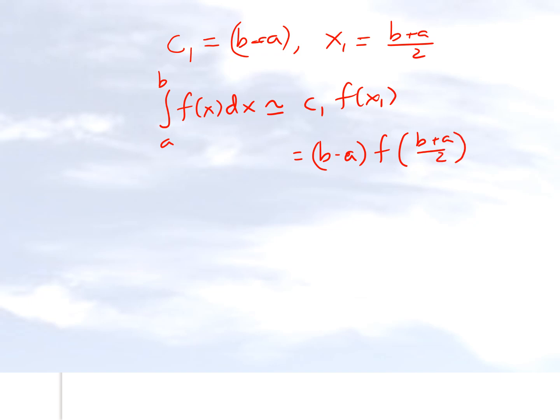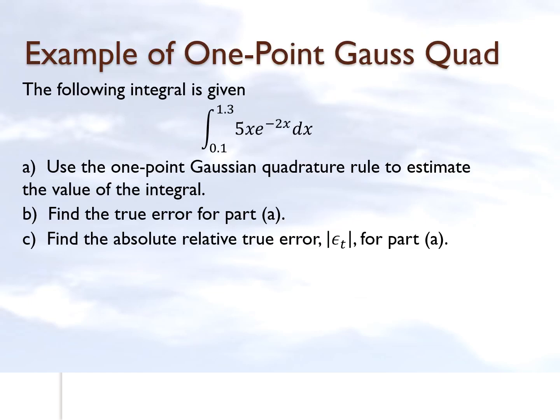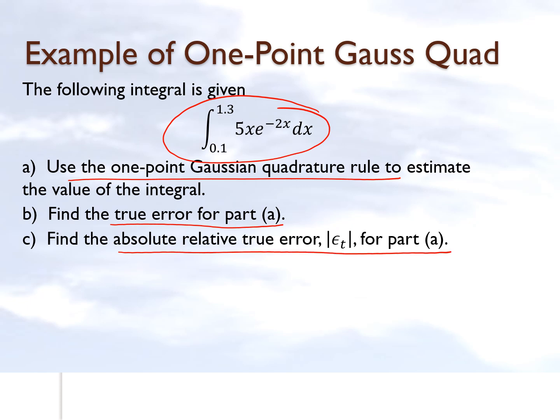And since we derived it from saying that the straight line is going to give us the same answer as the formula, that means it will be exact for a first order polynomial. Now we're going to take an example and see how we can apply this formula to estimate the value of an integral. We are given this particular integral, and we use the one-point Gaussian quadrature rule to estimate it. We're also going to calculate the true error and the absolute relative true error to see how well it is working. So let's get started.